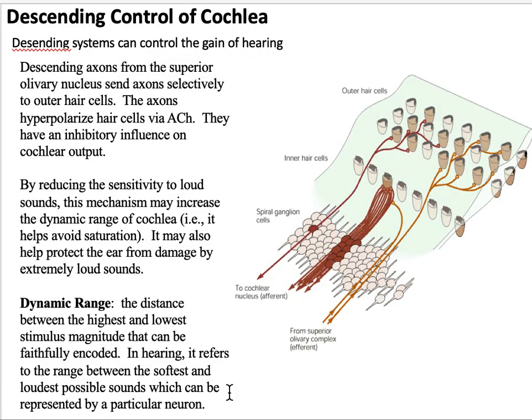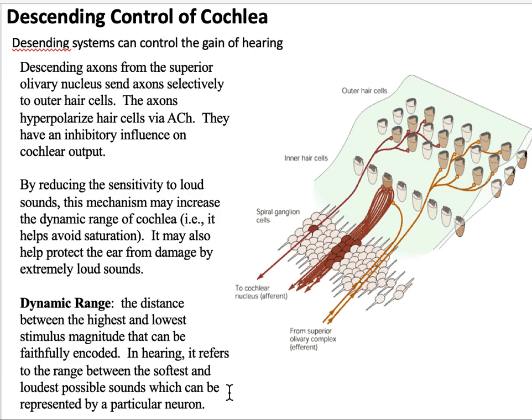Okay, now we saw that there's descending control of other sensory systems. We saw this in the somatosensory system, that in the spinal cord, there's descending control specifically of pain systems. There's also descending control of the intrafusal muscle fibers, so you can turn the gain of stretch signals up and down by controlling this intrafusal contraction.